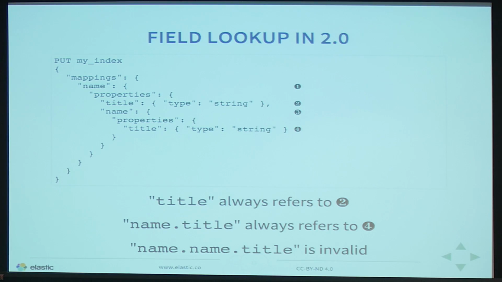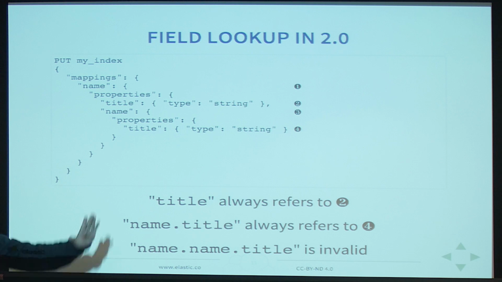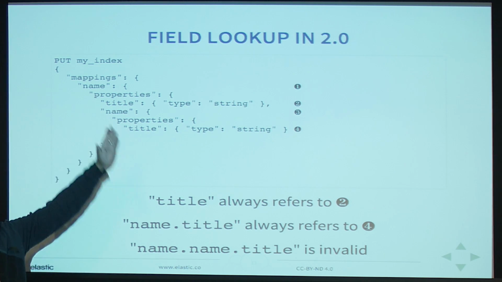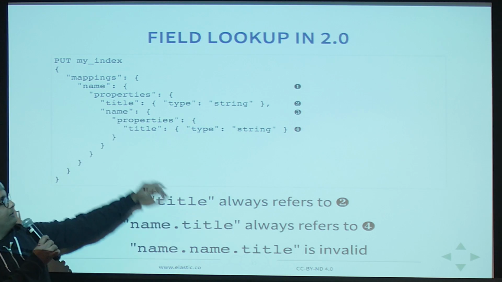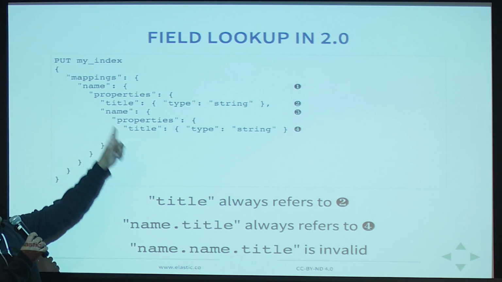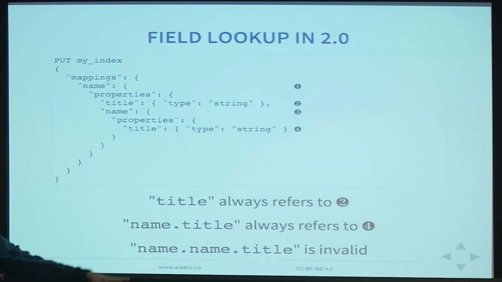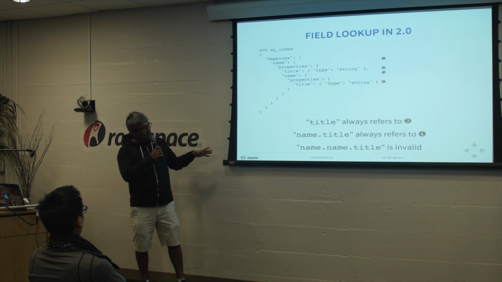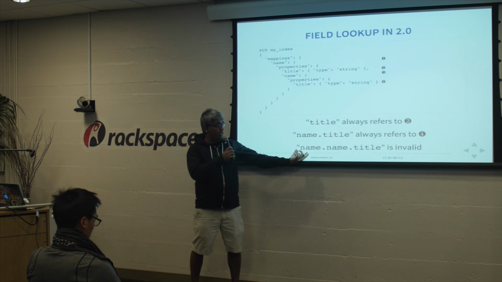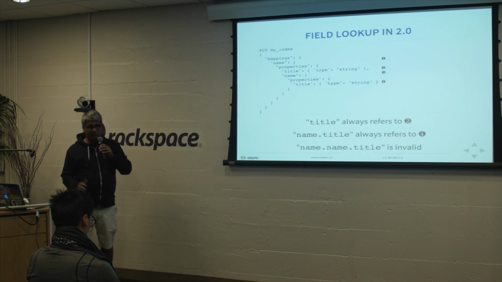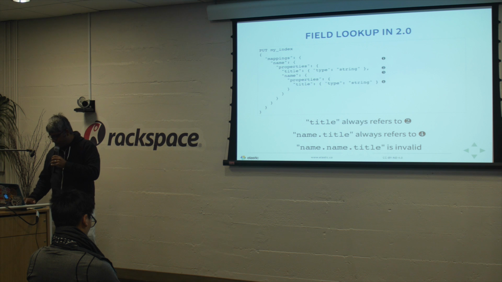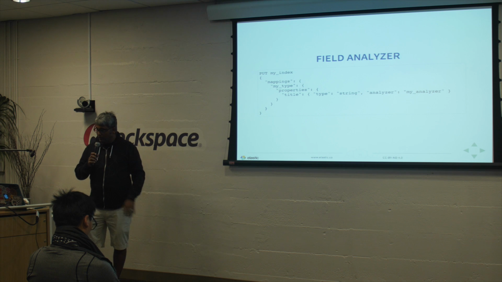So starting with 2.0, the namespacing starts at the top level of the fields. So when you say just title, it'll refer to the top level title field. When you say name.title, it's going to refer to the top level name field and the title subfield within it. And something like this, name.name.title, is now just invalid. Basically, in other words, you cannot prefix the type name when you're referring to a field. You can't use that as a prefix. So this is just to make things unambiguous. Obviously, these are all breaking changes, so need to be aware of those.